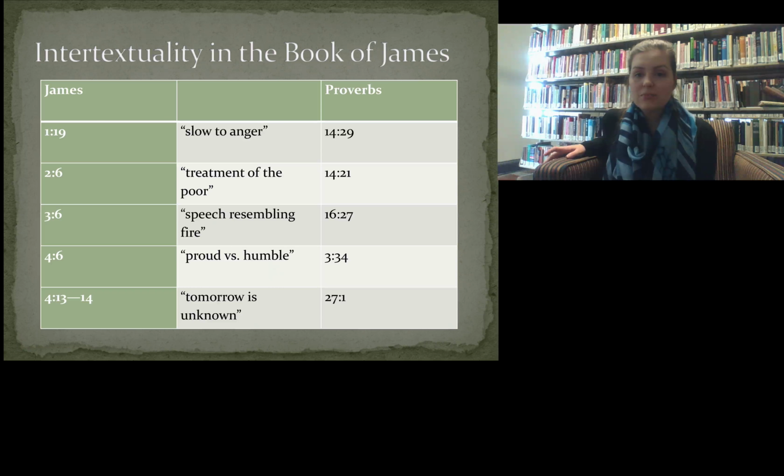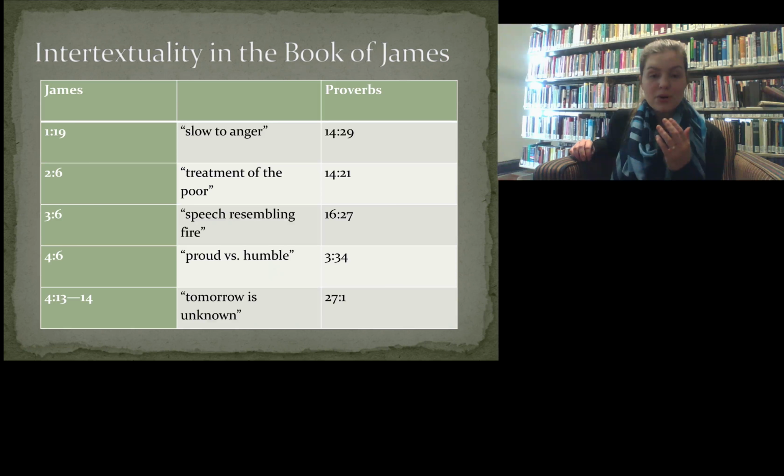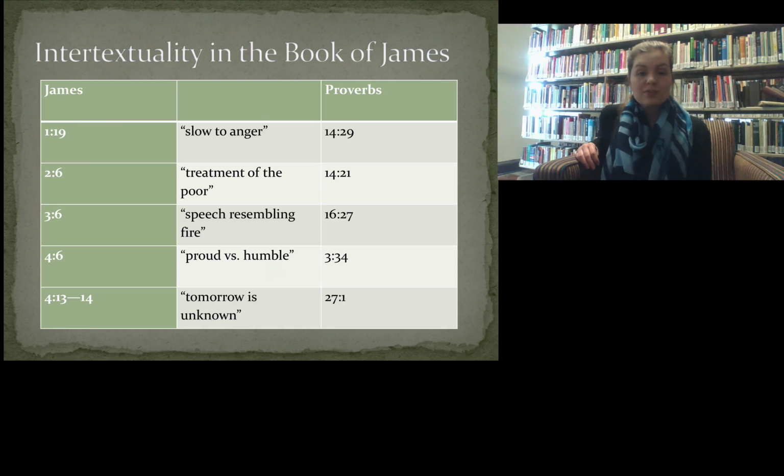The author seems to draw his inspiration from the book of Proverbs. The following chart illustrates the corresponding passages. In James, you see this idea that one should be slow to anger. This is mirrored in the book of Proverbs, where it also talks about being slow to anger. Likewise, you see treatment of the poor, speech resembling a fire, being proud versus being humble, and not knowing about tomorrow. While James doesn't precisely quote Proverbs, they greatly mimic the structure and vocabulary used in that book.